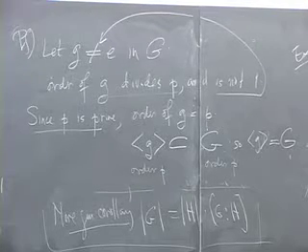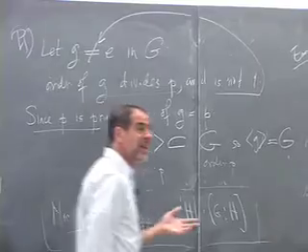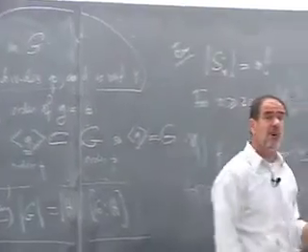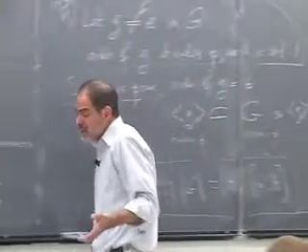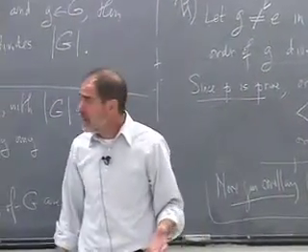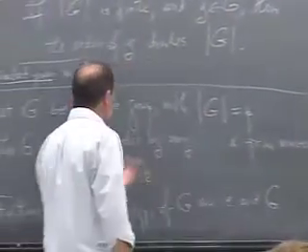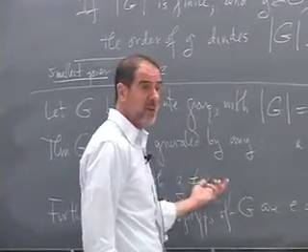A group can be cyclic without being generated by every element in it. If you take the cyclic group of order 4, there's an element in it of order 2. So that's certainly not a generator of the group. But here the remarkable thing is that any non-trivial element in the group generates the group.